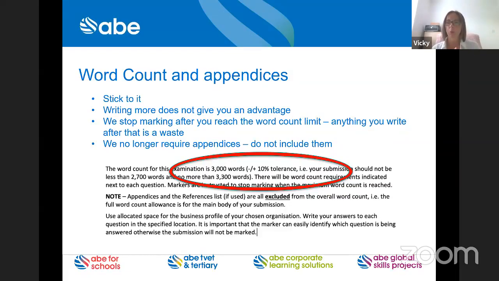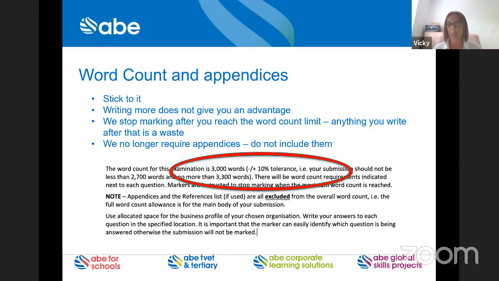So we don't want lots and lots of words. We just want you to meet the word count in answering the questions. References and appendices are not included. However, don't add lots and lots of appendices in, and then in the main body of your text say, see Appendix 1, see Appendix 2, see Appendix 3, because the marker won't go through, that will only look at relevant references to appendices. And from next year onwards, we're going to be stopping the use of appendices.